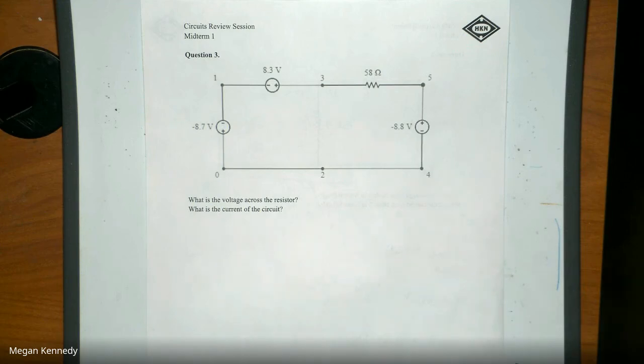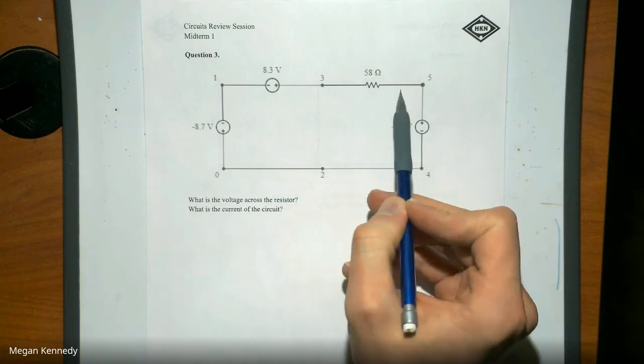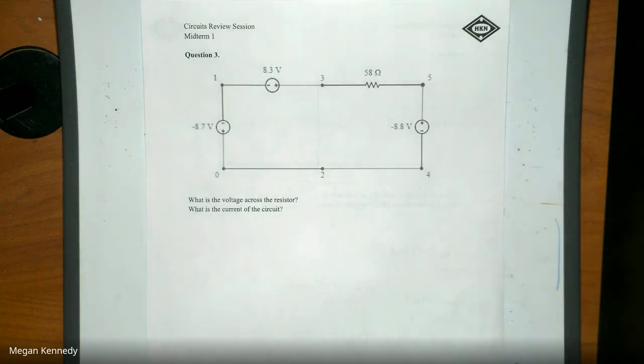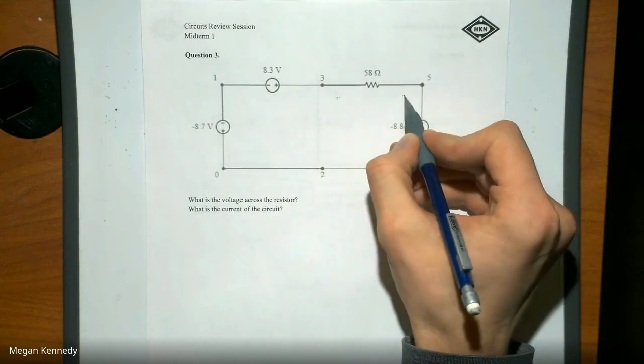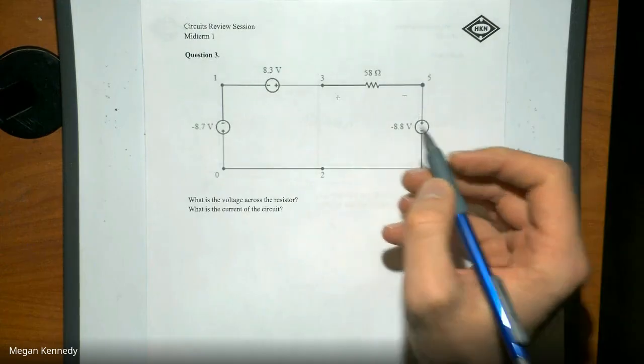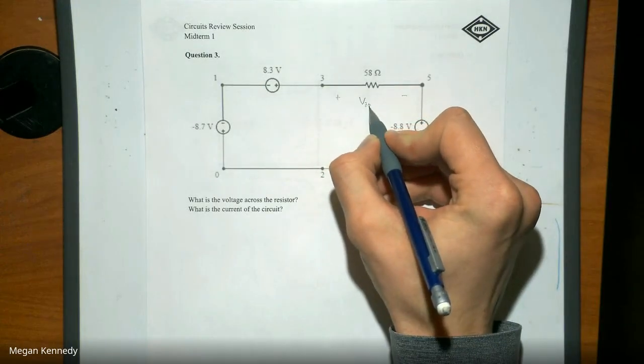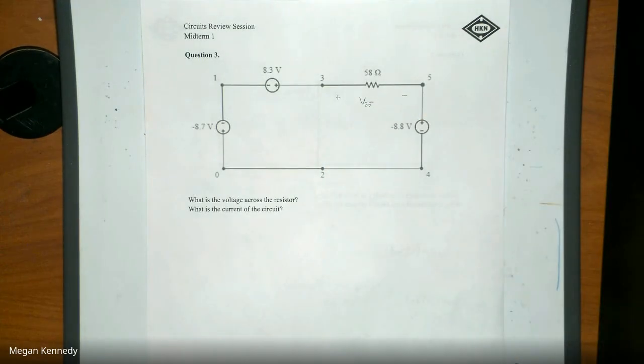Right, so the first part of this problem asks us to find the voltage across this resistor. Now, it doesn't specifically state a polarity for us. So in this case, I'm just going to arbitrarily choose from node 3 to node 5 as the voltage across the resistor. You can do it the other way, and all we do is change the sign of your voltage.